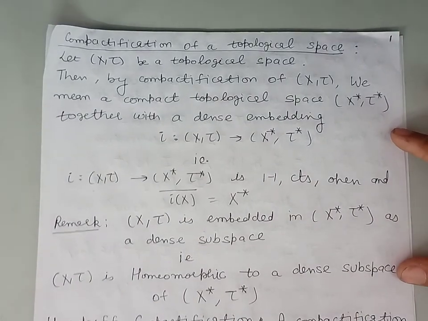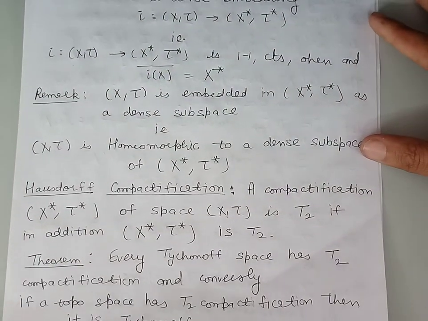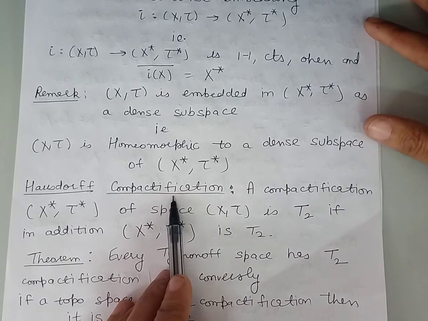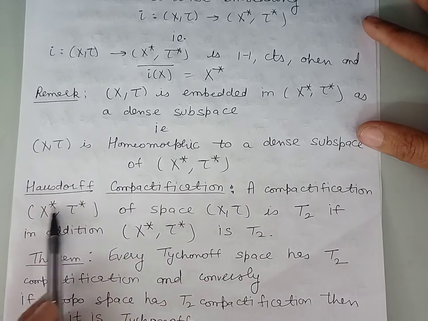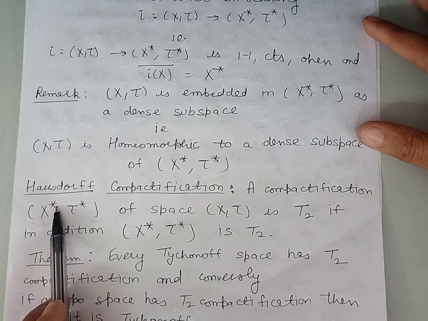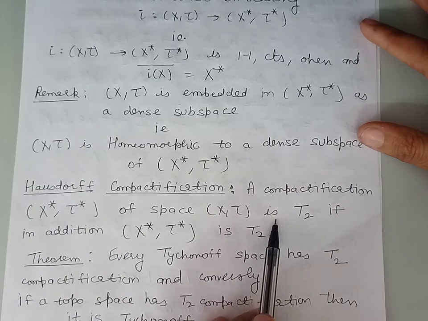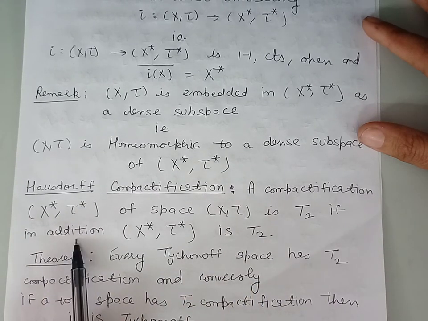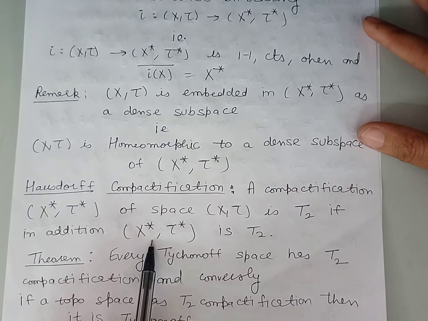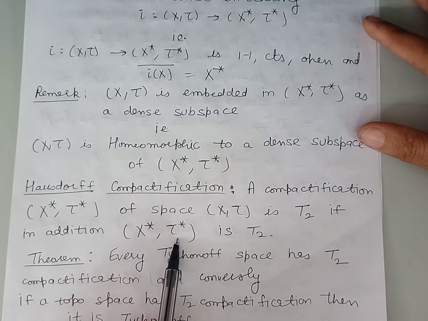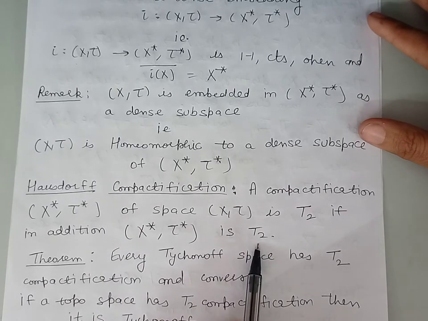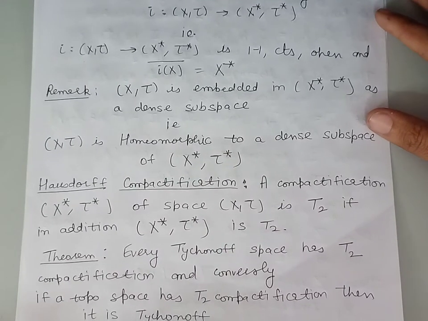Now, next definition. What is Hausdorff compactification? The compactification X star of the topological space X is said to be Hausdorff compactification if, in addition, this topological space X star with topology tau star is T2, then we say that compactification is Hausdorff.